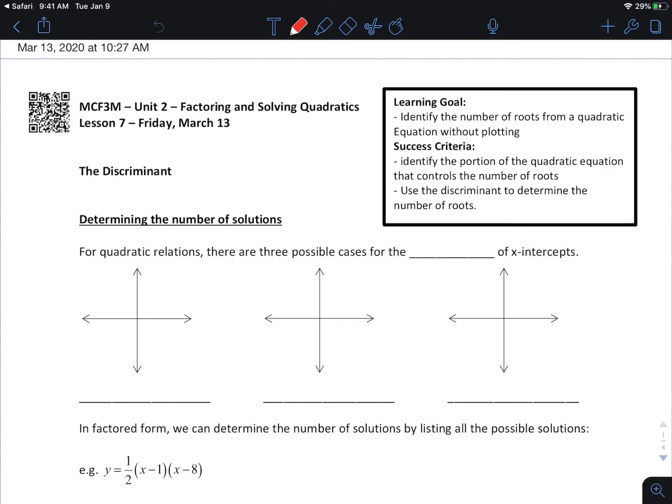Okay. So the goal today: can you determine the number of roots of a parabola, or solutions, from just applying this method? So what I want you to first look at is to think about the three different possibilities that there could be, right? So for quadratic relations, there's always, sorry, I gotta put this up.